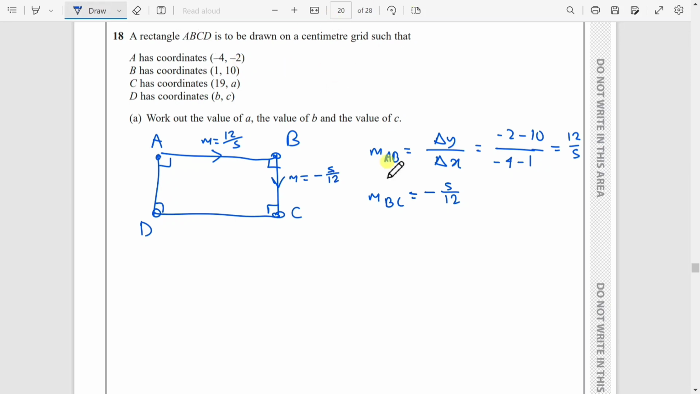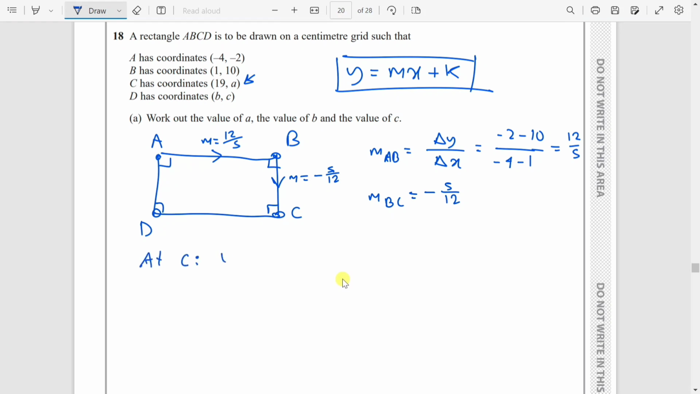Now, we're trying to find this coordinate a. The whole point of finding the gradient here is that we need to go back to the classic straight line equation, which is y equals mx plus c. Actually, I'm not going to use the letter c, because there's already a c there. Let's call it mx plus k, where k is the y-intercept. So let's use the line B to C, so we can work out this little a here. At line B to C, we have an equation y equals the gradient, minus 5 over 12, times x plus k. And now we need to work out k first before anything else.